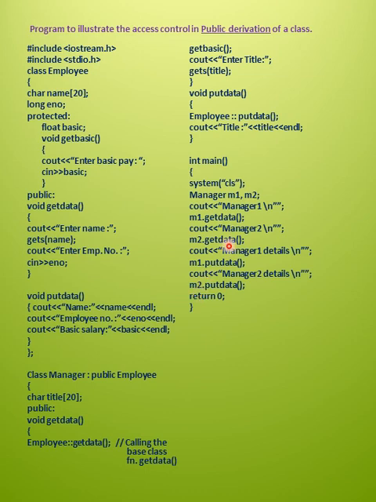As the public data members and member functions are directly accessible by the objects of the class, we can write the get data and put data like this. Hope you have understood. We shall see the output in the next slide.